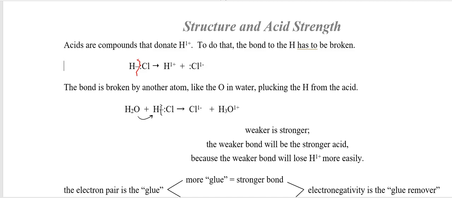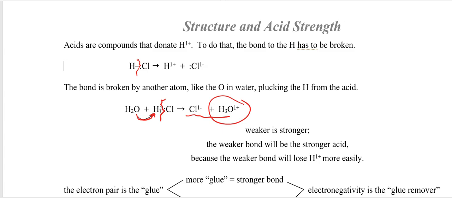So here I showed you the O grabbing that H, breaking the bond, leaving the electrons behind in the Cl, forming our products. There's your hydronium that the acid forms. The more hydronium that gets formed, the stronger the acid; the less, the weaker the acid.